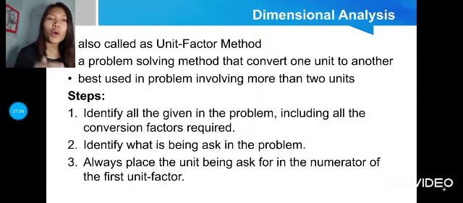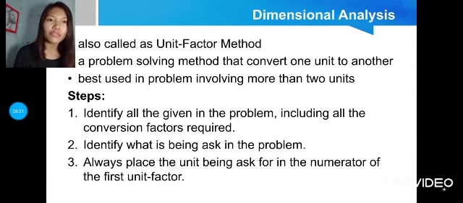Third step, always place the unit being asked for in the numerator of the first unit factor. So, di ba, ang first mo ginadapat ibutang sa numerator sang imo nga first unit factor is ang unit nga ginapangita sa imo nga problem. So, like for example, kung capsule ang ginapangita, dapat ang first nga mabutang mo sa numerator sa imo nga first unit should be capsule.